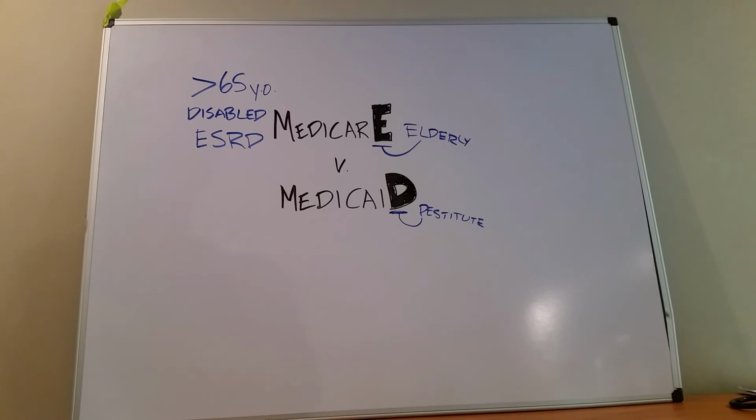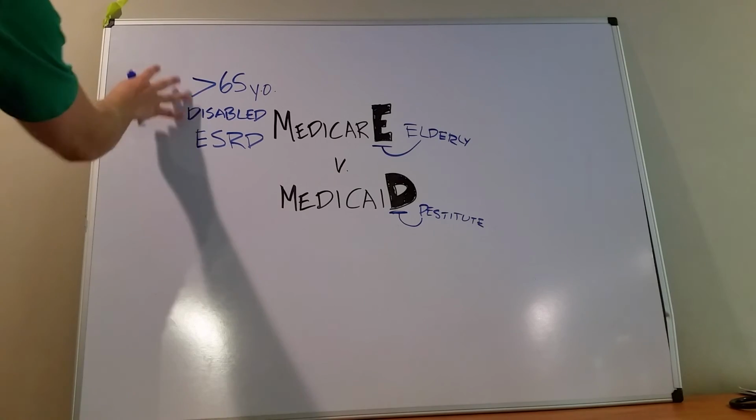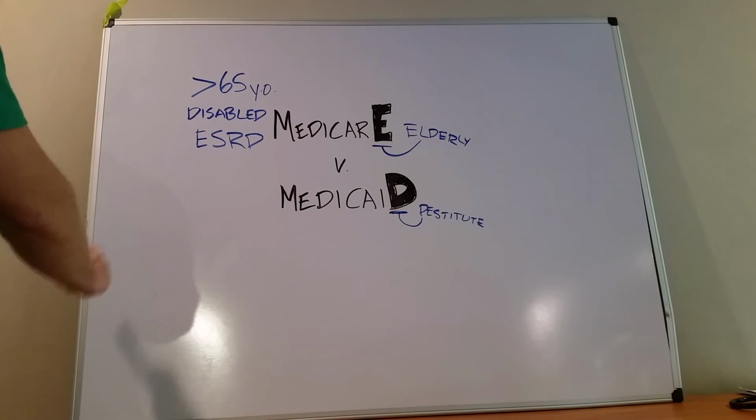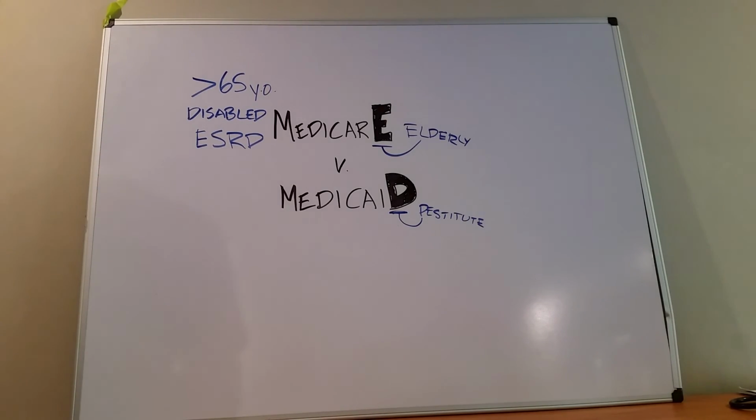Now, Medicaid, the poor, the destitute. You can think of them more as people that don't have one of these three conditions. They are able-bodied, their kidneys are great, and they're young, but they just need a little bit of help. They are destitute. So that's Medicare with the E versus Medicaid with the D.